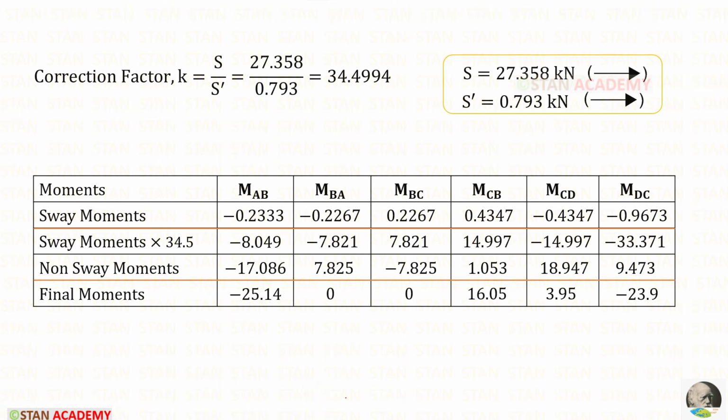Now let us find the correction factor. This is the formula S by S dash. We will get this. We can round this as 34.5. First we need to enter the sway moments. Then the sway moments into the correction factor 34.5. We will get this. Then we have to enter the non-sway moments. To get the correct final moments, we have to add these two so that we will get these. For MBA and MBC, we will get a very small value. We can round that to 0.